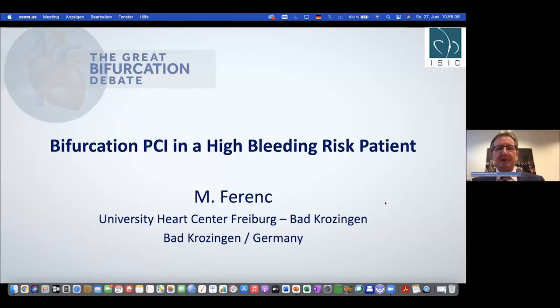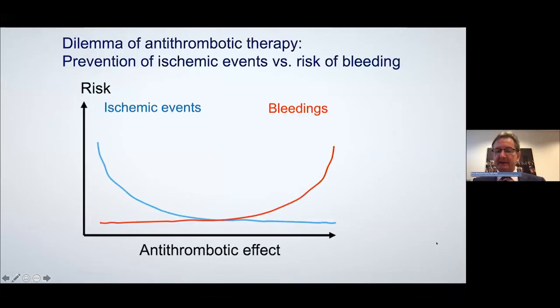Today, our topic is the question of how to manage patients who have really very complex anatomy, and bifurcation lesions belong to this complex lesion set. How do we manage such patients if they additionally have a high bleeding risk?